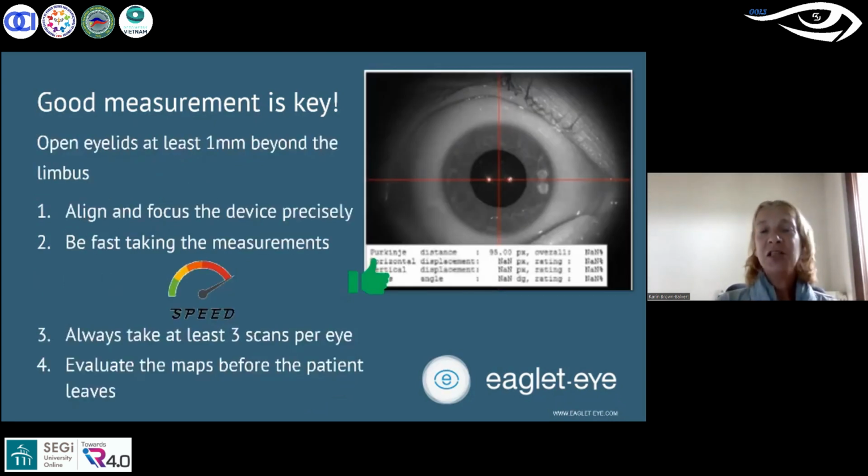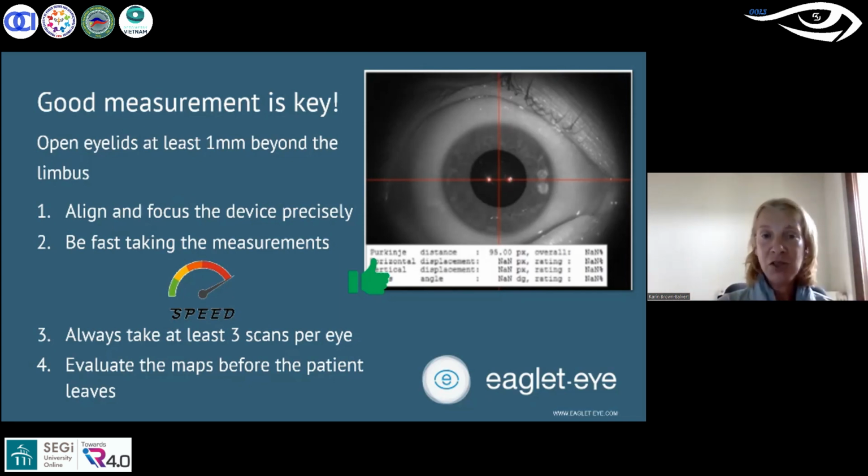So open the eyelids at least 1 millimeter, and this is in reference to the ortho-K. Align and focus the device precisely. Be fast at taking measurements. We recommend you take 3 scans per eye, and that's not to stitch or extrapolate. That's really so you have the best scan.